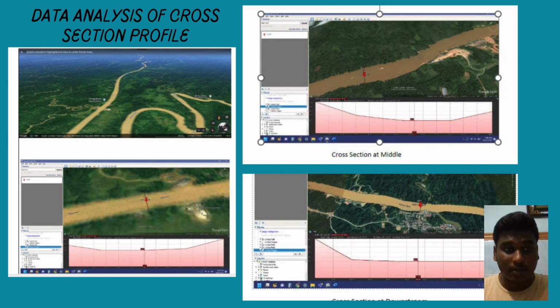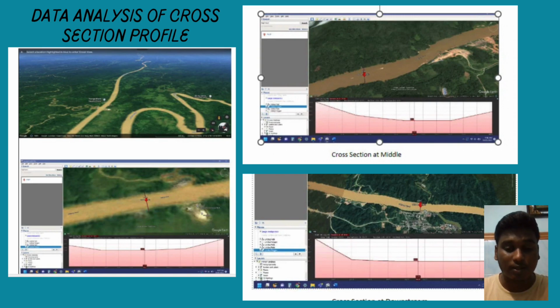Okay, so the next step is data analysis for the cross section profile. What are we going to do in this cross section profile? We will use Google Maps to find the perimeter and the area of the cross section at the upstream, the middle, and then the downstream. If you look at the first image right here, this is the upstream cross section, the top here is the middle cross section, and then down there is the cross section for downstream.